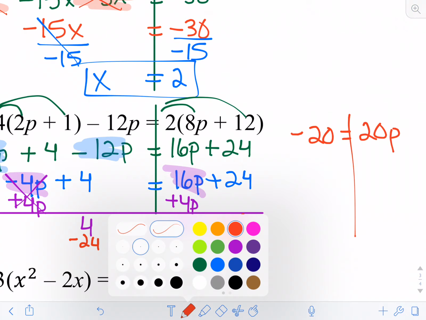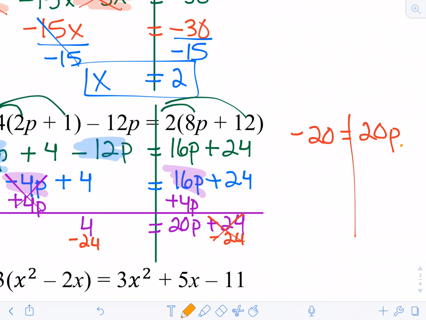And the last thing that I need to do is divide both sides by 20. So I have 1p is equal to -1. And you can always check by plugging -1 back into the problem.